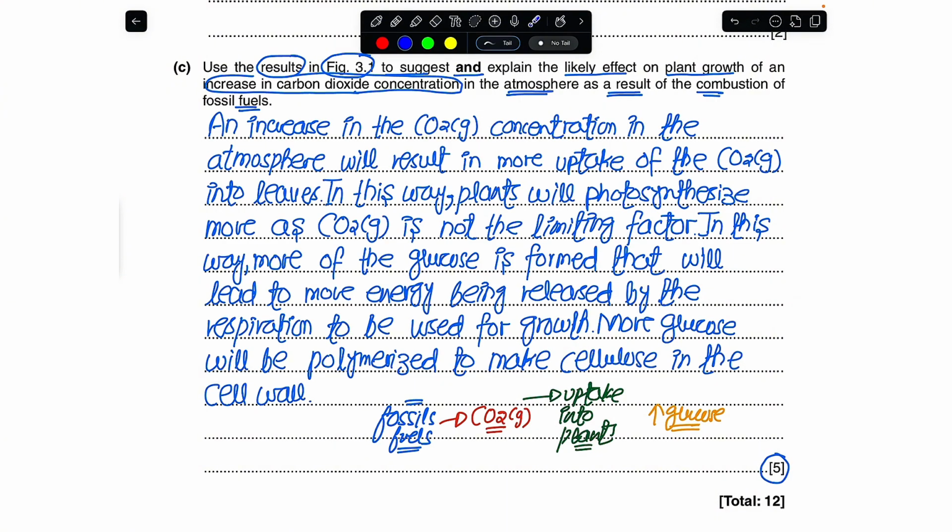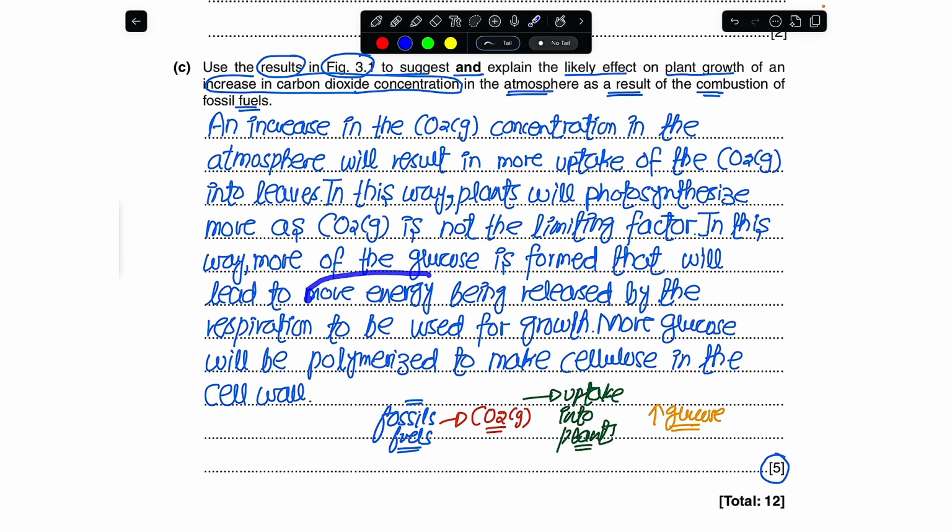Now I'm reading my answer for you, and here you would see just 5 statements in order to score a total of 5 marks. As the answer says, when there is an increase in the carbon dioxide concentration in the atmosphere, there would be more uptake of carbon dioxide into the leaves. This idea is coming from the graph above. And in this way, the plants would photosynthesize more. Why? Because carbon dioxide would no longer be acting as a limiting factor. It would always be available in an excess amount, so the rate of photosynthesis would keep on increasing, and by that, more glucose is formed.